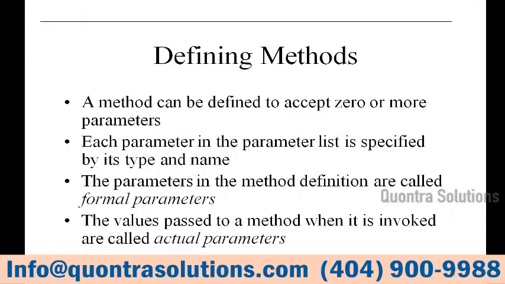So a method or any function can accept from 0 to n number of parameters. Each parameter in the parameter list should be specified by the type and also the name of the variable. That is, if your method is accepting 2 variables which are 2 strings, you have to give String A, String B. You cannot just write A, B. The parameters in the method definition are called formal parameters, and the parameters that you are actually passing are called the actual parameters.